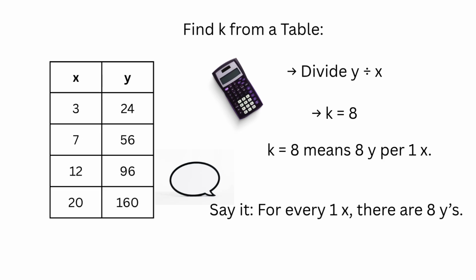When you have a table, find k by dividing y by x. For example, for this table, pick any x and the y that pairs with it. Then divide y by x, and you will always get 8. So k equals 8. That means for every 1x, there are 8 y's.